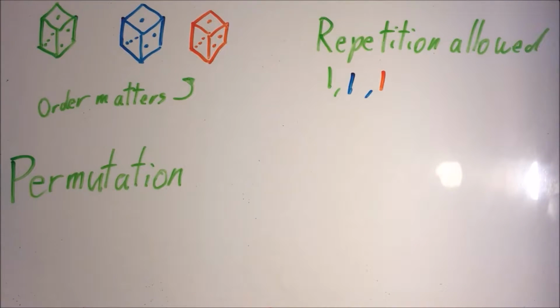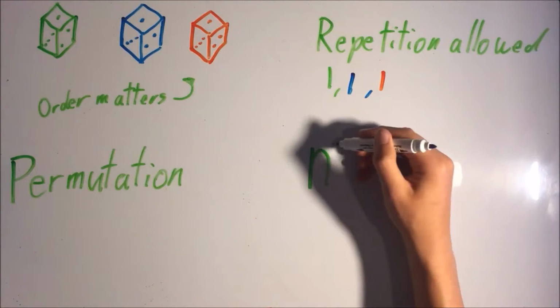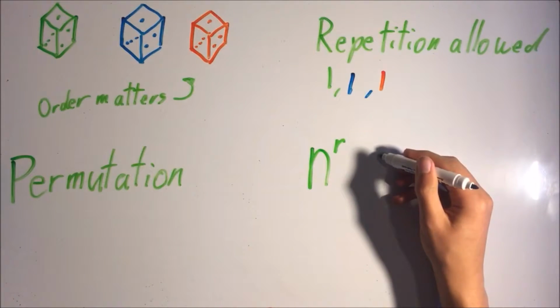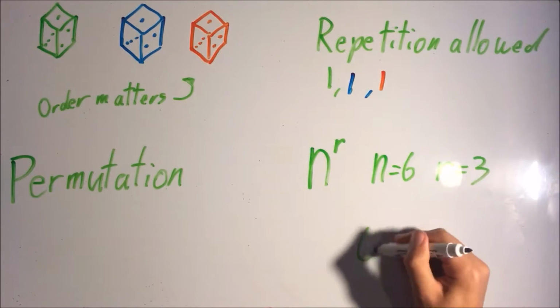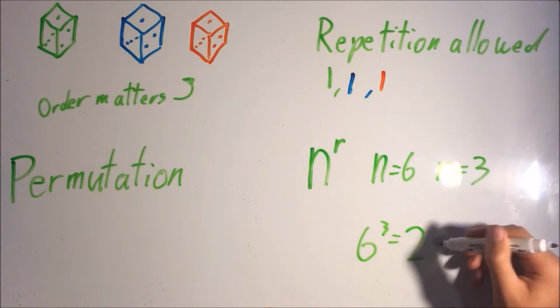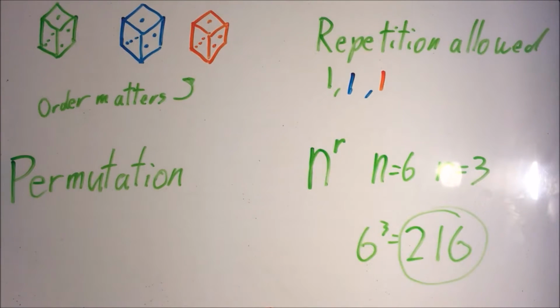So, since the formula for number of permutations allowing for repetitions is n to the power of r, and we're picking 3 out of 6 numbers, the expression is 6 to the power of 3, which comes out to 216 permutations.